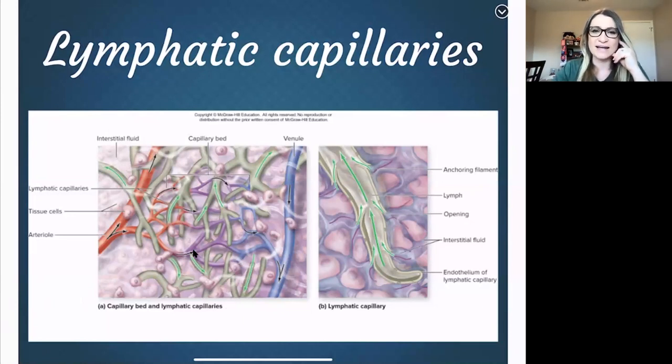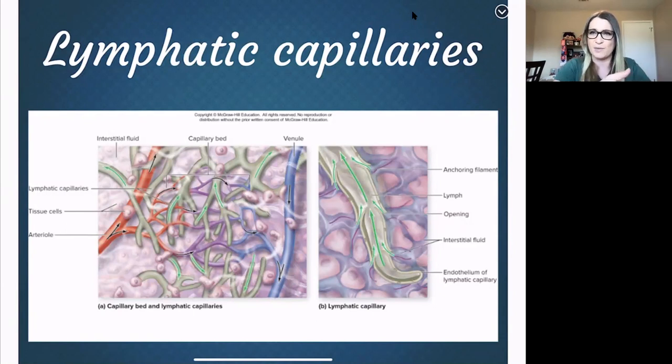So lymphatic capillaries, that's what they look like, and they're going to be found in most of your tissues. There are exceptions where we don't see these lymphatic capillaries, and they include red bone marrow, the central nervous system, and avascular tissue, which for avascular tissue, this makes sense.